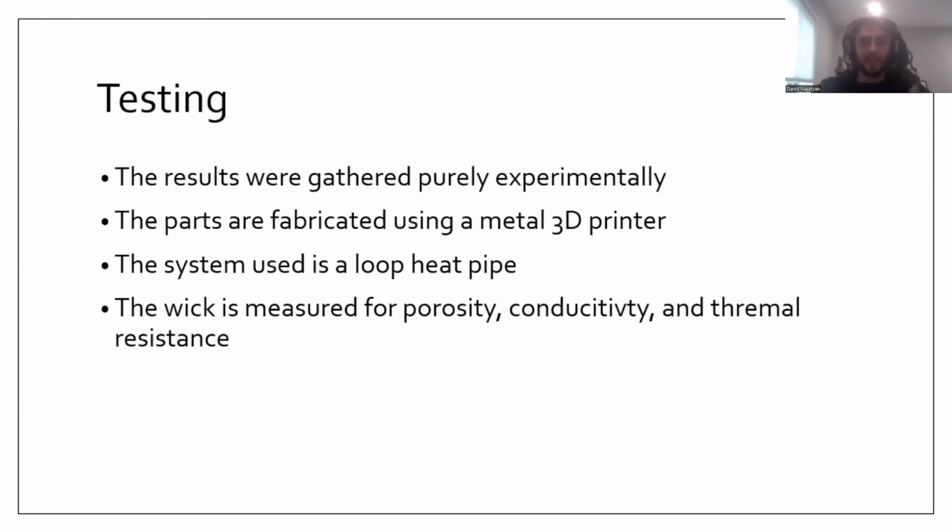Their testing was purely experimental and all values were gathered that way. The parts were fabricated using a metal 3D printer, stainless steel material. They had three parts with different porosities. The system they used to gather data was a loop heat pipe system. They measured the wicks for three components: porosity, conductivity, and thermal resistance.